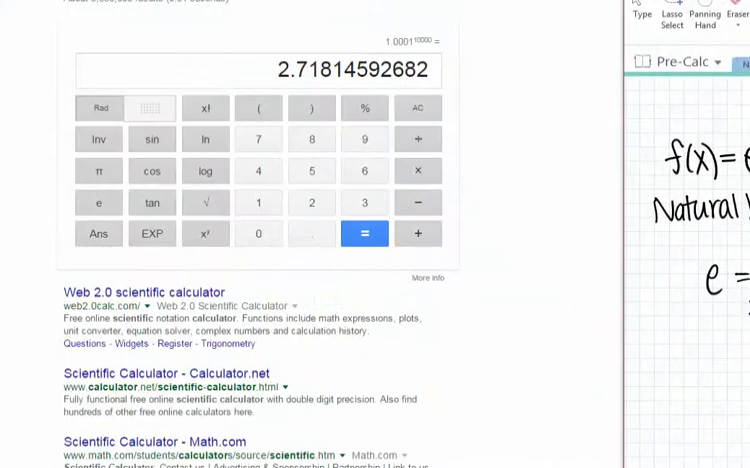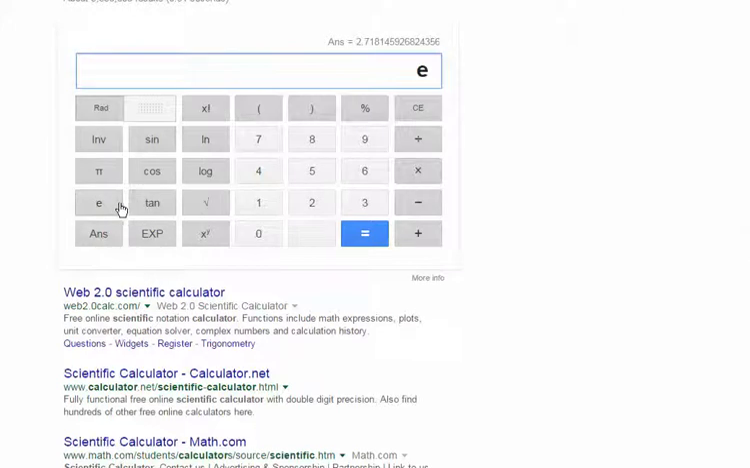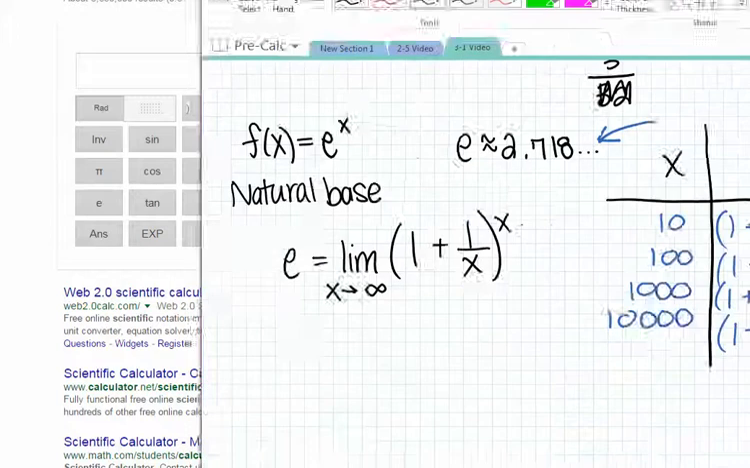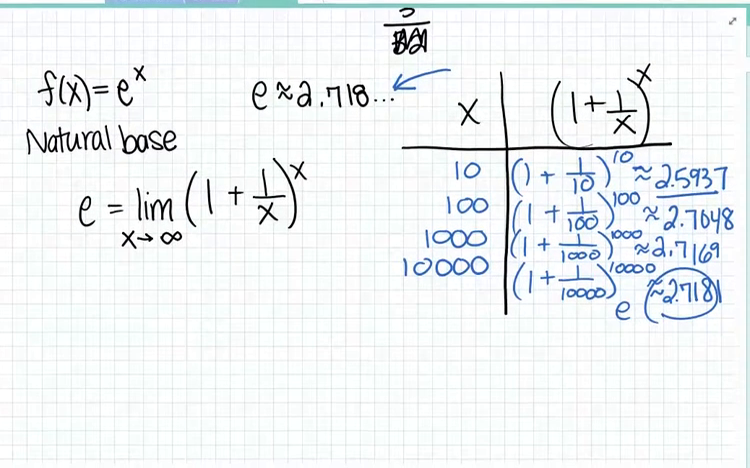Remember, there is an e button. This is what I was getting in the last one, 2.7181459, whatever. If I push the e button, that's the actual value of e. So you can see exactly how close it's getting. And so we definitely have a very important number on our hands here. Okay.